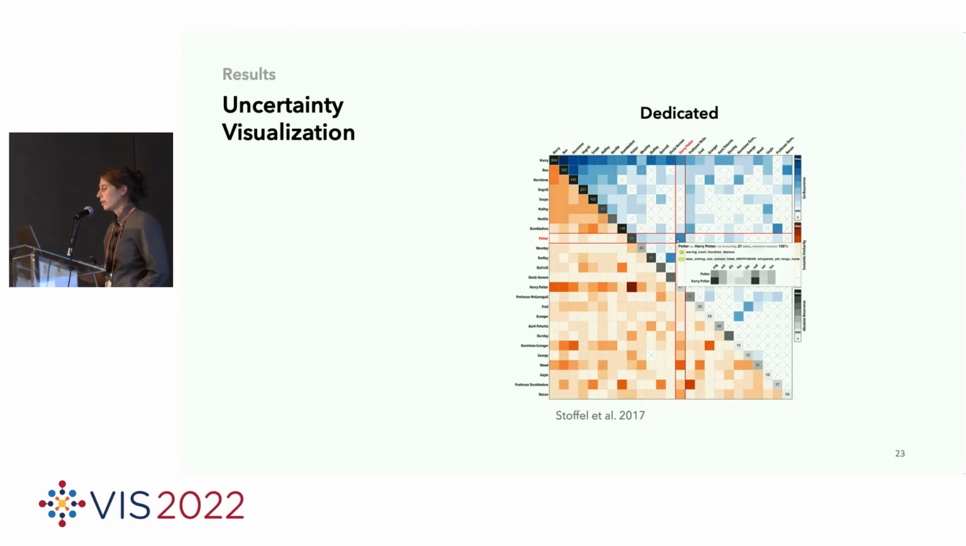And finally, we saw that there were some dedicated approaches to uncertainty, where that was exactly the motivation of creating the visualization in the first place. So working with literary scholars, here you see the example of Stoffel and colleagues who created a visualization tool for directly disambiguating entities in book character networks.